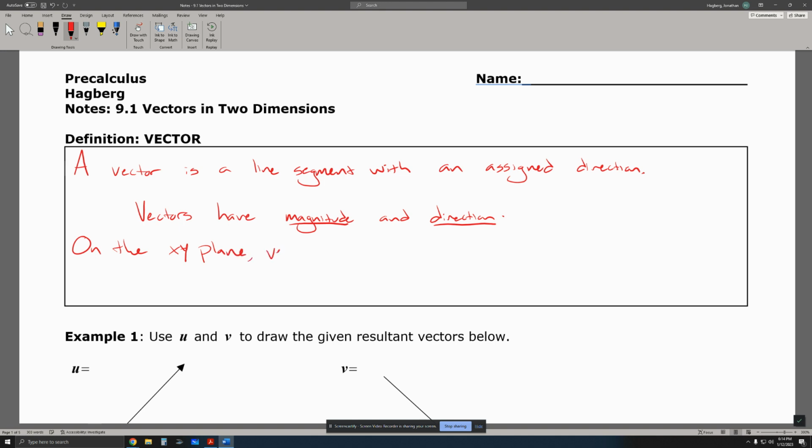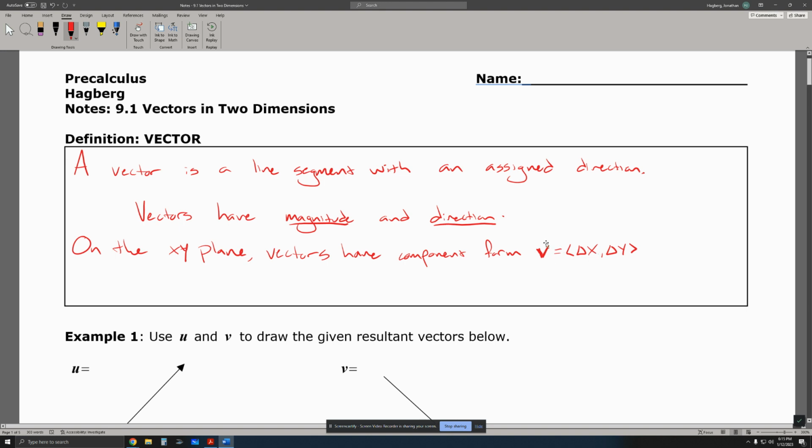vectors have component form. V equals, so we're calling this vector V, is equal to, we've got these angular brackets, delta x, delta y. So this vector is defined as this bold letter V. Instead of saying a variable V, we denote vectors by using bold lettering. If you're writing this on paper, be sure that V is bolded to denote a vector. And then we've got these angular brackets.